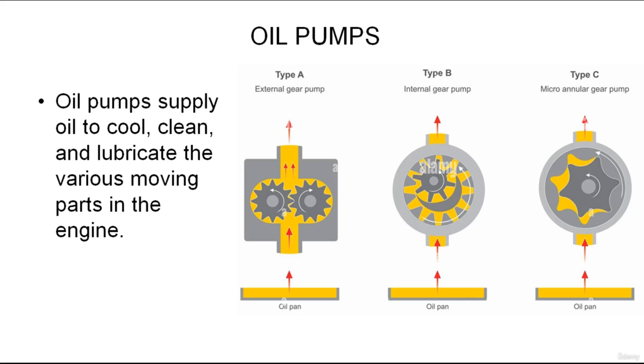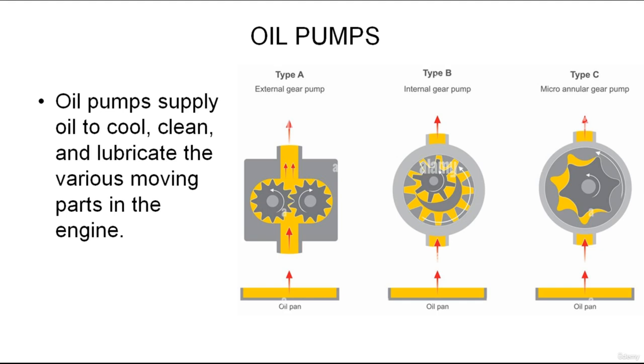Hi, in this lecture we are going to study oil pumps. The oil pump may be located in the oil pan or mounted to the front of the engine. Its purpose is to supply oil to cool, clean and lubricate the various moving parts in the engine.